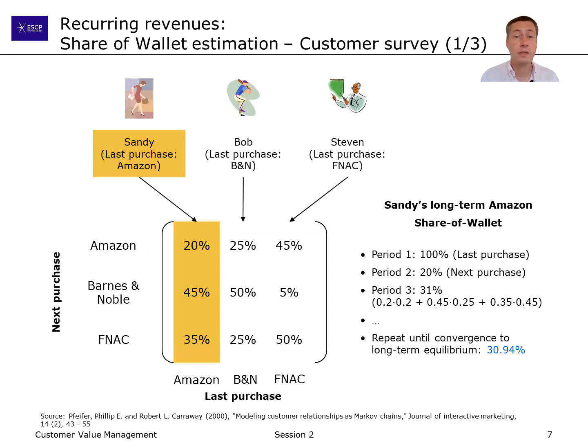But the point is, if we did this over and over again for period 4, 5, 6, 7, we would see that the long-term value that we get for Amazon, the long-term probability that Sandy ends up with Amazon in period 3, 4, 5, 6, tends to become always the same. And it's always roughly 31%. 31% is the probability that in the long run, in any future period, Sandy ends up with Amazon, which is just her share of wallet.